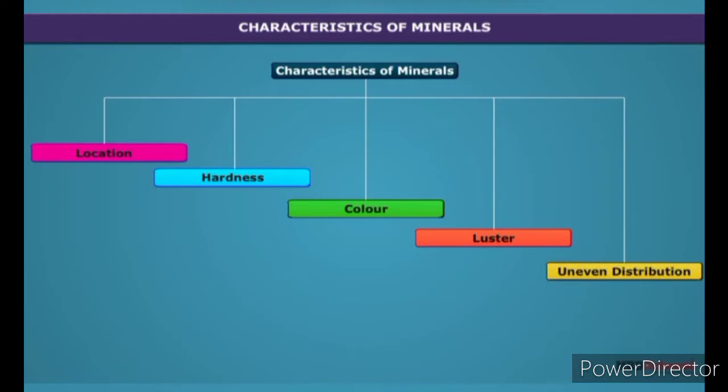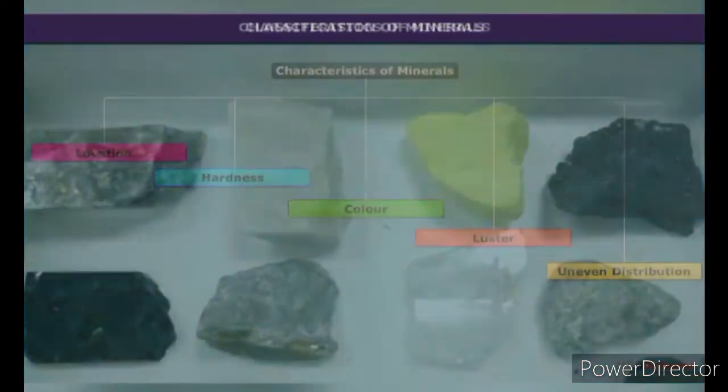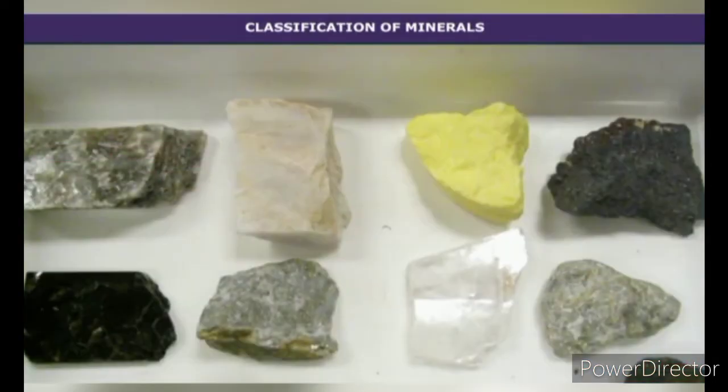Uneven distribution. Minerals are dispersed and most unevenly distributed. There are great variations between abundant and scanty deposits of minerals. Several criteria are adopted for classification of minerals. We will presently use ductility as the basis of classification.